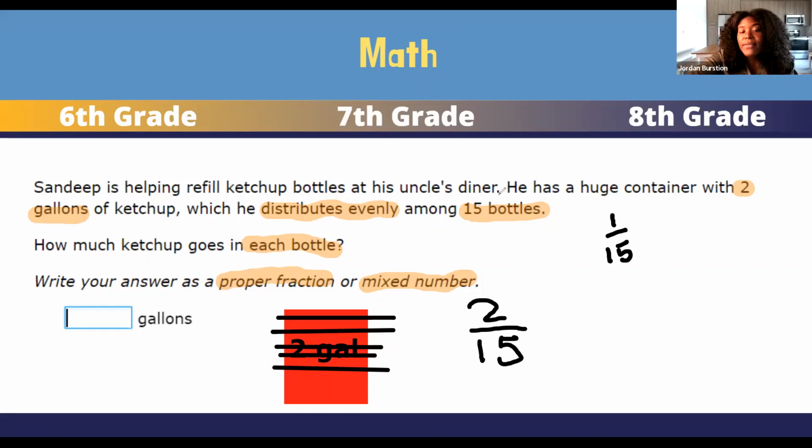So Aiden, what you said was very, very close. And if you were taking a test or a quiz, you might see that answer choice, but they want to try and confuse you because they know a lot of kids would make a similar mistake, which is completely understandable. So it's 2 out of 15, or 2/15 gallons in each bottle.